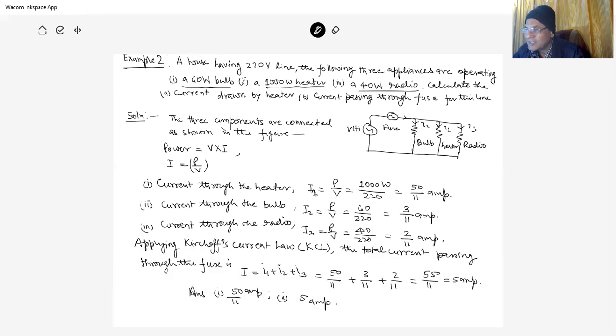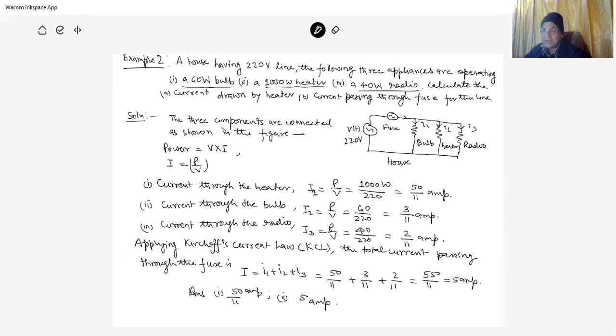For the concept of the circuit, suppose this is the house, and here is the power supply. This power supply is 220 volt, which is the RMS value, and there is a fuse in the line. Three components, that is the bulb, heater, and radio, are connected in parallel to each other. In each component the currents are I1, I2, I3, flowing in the three components as shown in the figure.